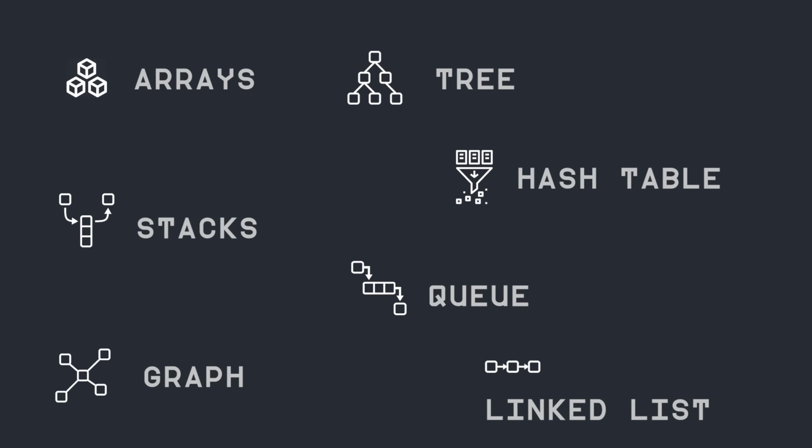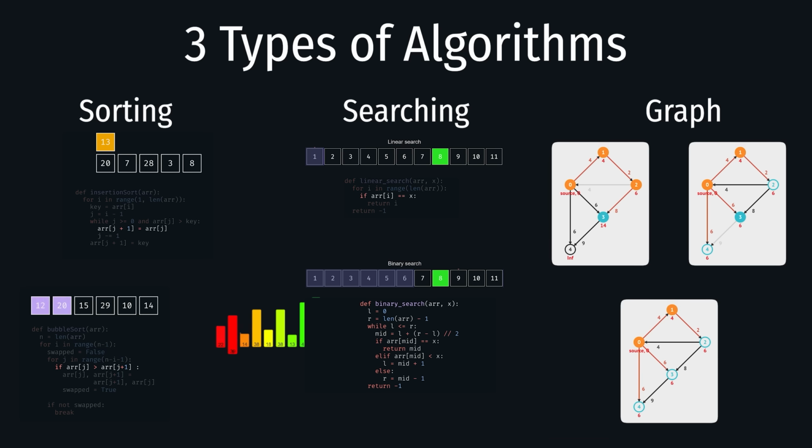So there are 8 data structures that you should know as a programmer. This is a follow-up kind of to my 3 types of algorithms you should know as a programmer. And just as I did in that video, we're going to dive into each one, show what they are, and look at real-world use cases.